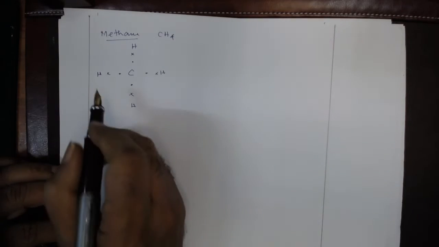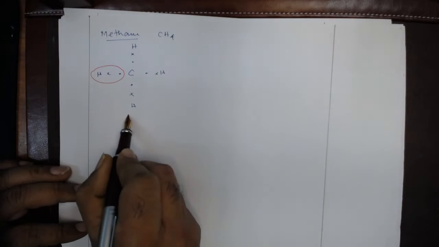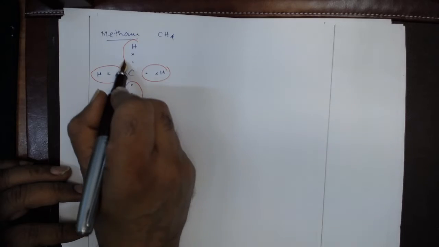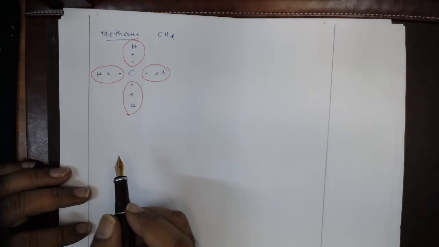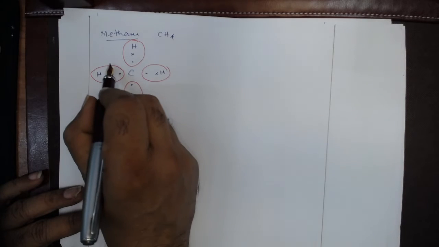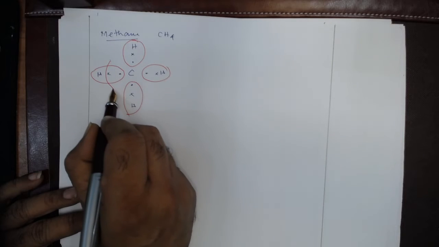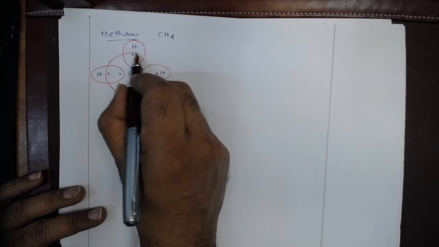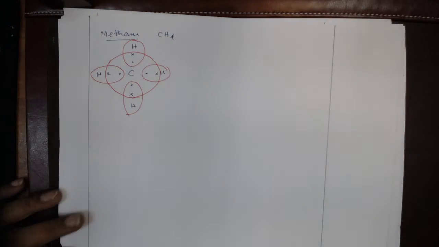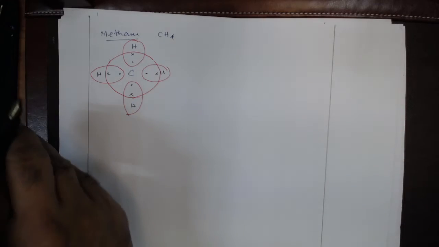Now for each hydrogen you have 2. Is it not? And for carbon you can take 2, 4, 6, 8 together. Okay, so you can draw the structure in this way also.